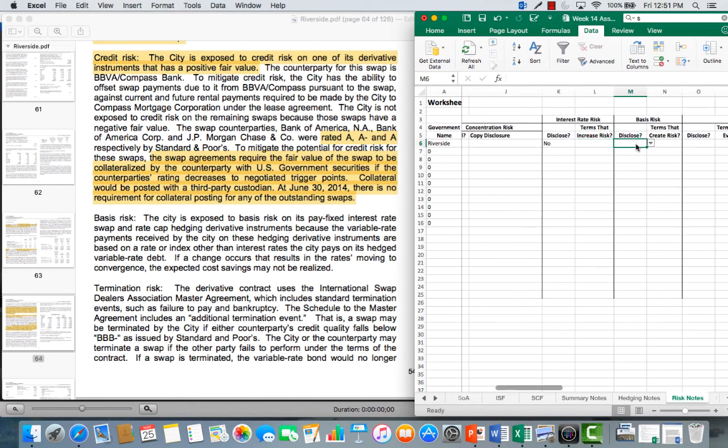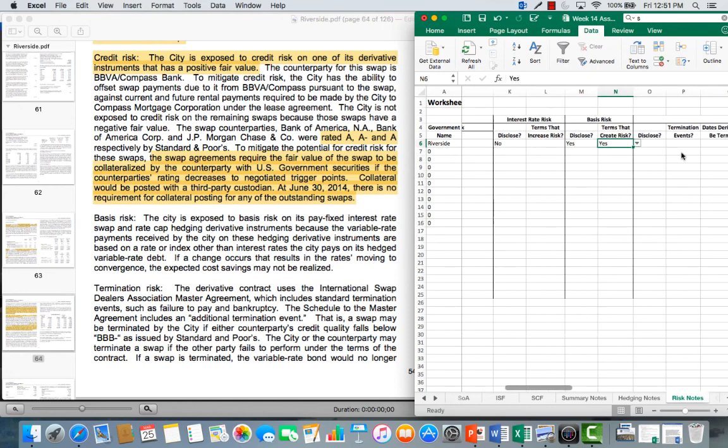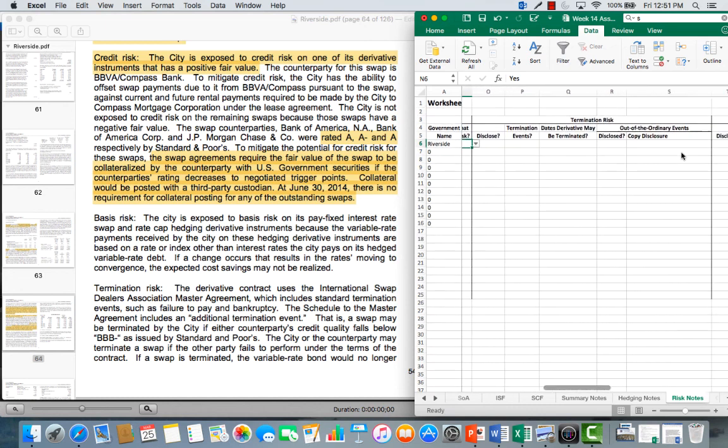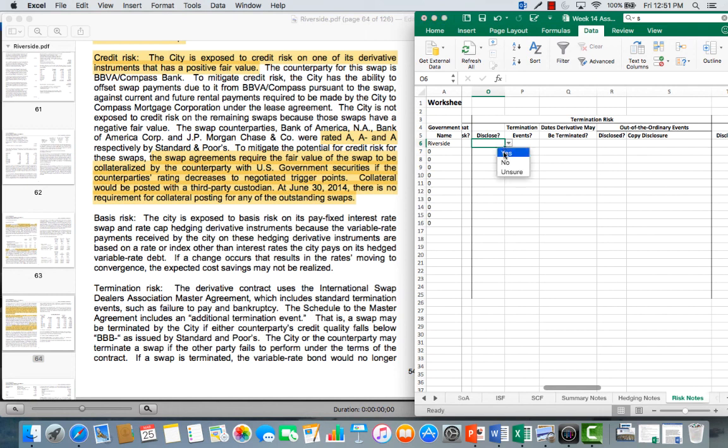If they have basis risk, they're required to disclose it. You can see that in fact they do. So yes, they disclose it. They're also supposed to disclose the terms that create the basis risk. And if you read through this, I think you will see that in fact it explains how their basis risk arises. So I would say that in fact they do disclose the terms that create the risk. The next type of risk is termination risk, which you can see they do in fact disclose. I'll give them a yes for that.